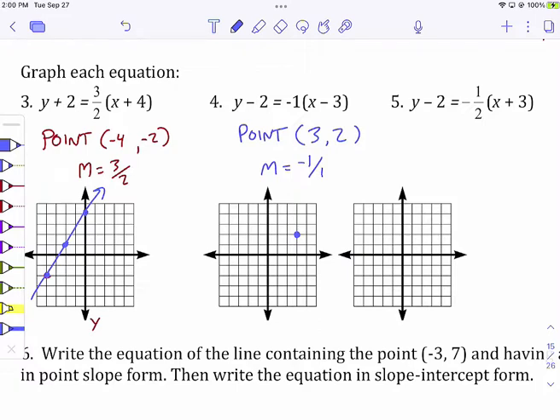If your line is going uphill, you are doing it wrong. It's a negative slope. It's got to be going downhill. It's a quick check, right? This is a positive slope. Your line should be going up from left to right. This one's a negative slope. It should be going down from left to right.